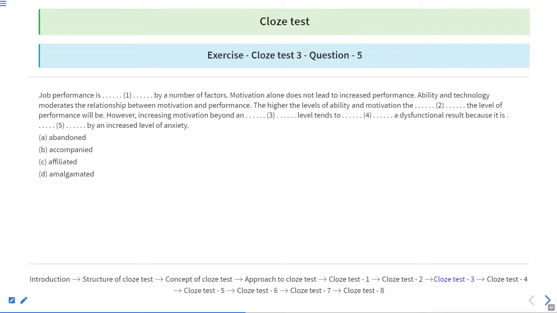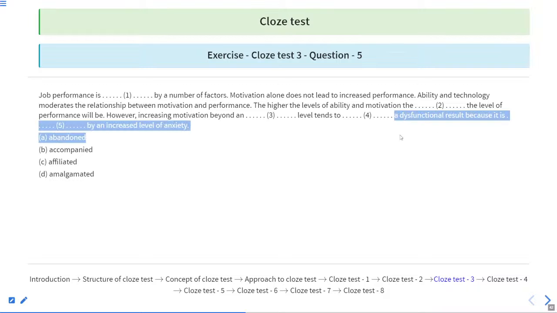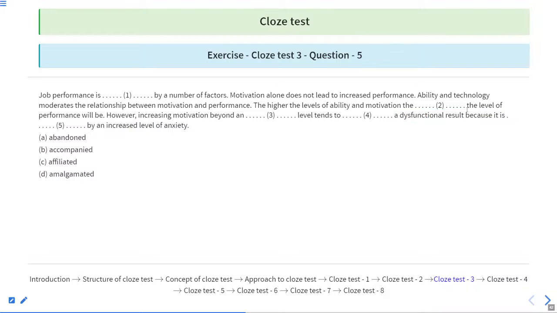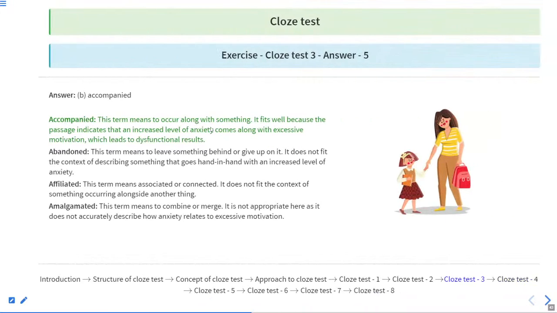Abandoned means leaving, but here we are saying that these are actually connected. Dysfunctional result, because of the word because, it is actually connected. Therefore, it cannot be abandoned. It can potentially be accompanied because we are saying it comes along. So because it is accompanied by a level of anxiety, this may be okay. It cannot be affiliated or amalgamated. Let us look at the solution.